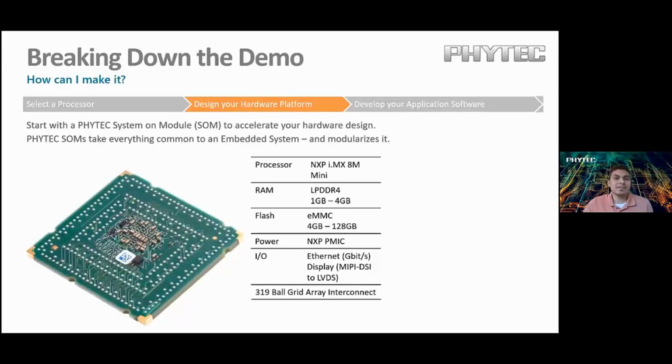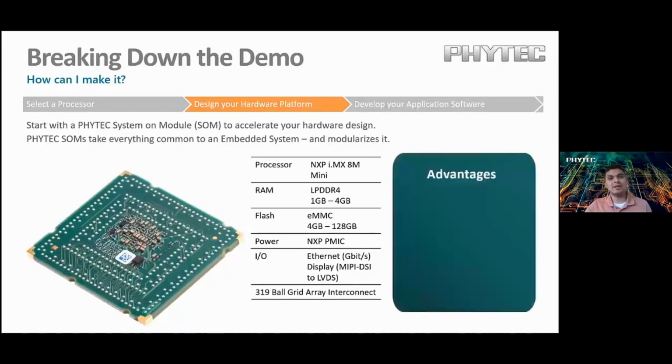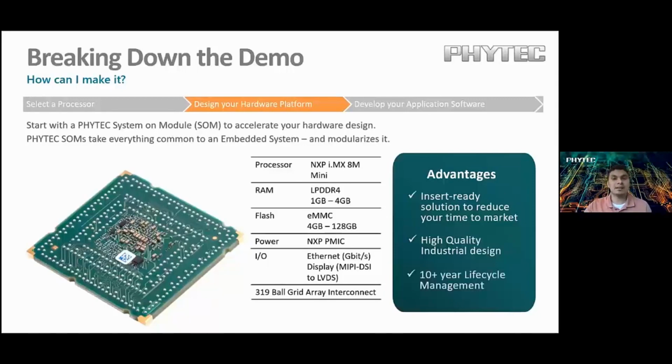And you may ask me, why should I use a System on Module? What are the advantages? I have a few of them here for you. There's many, many more that you can see on our website. First one, it's an insert-ready solution to reduce your time to market. We can sometimes reduce your time to market by 6 to 18 months. That's significant. You can reduce your cost and also your resources spent on that project. It is a high-quality industrial design geared towards the most critical applications, such as medical or aerospace. And it's also designed for 10+ year longevity. This is focusing not just on hardware, but also on software.